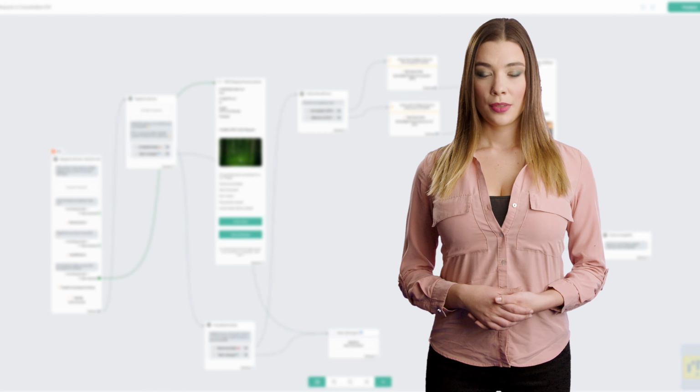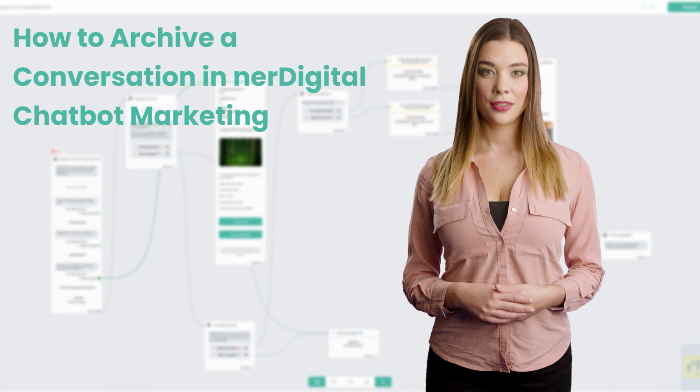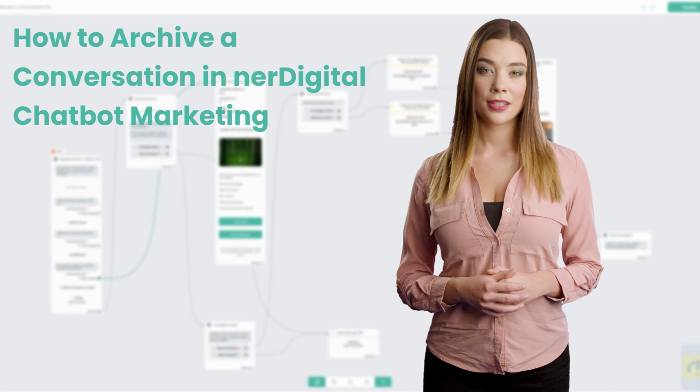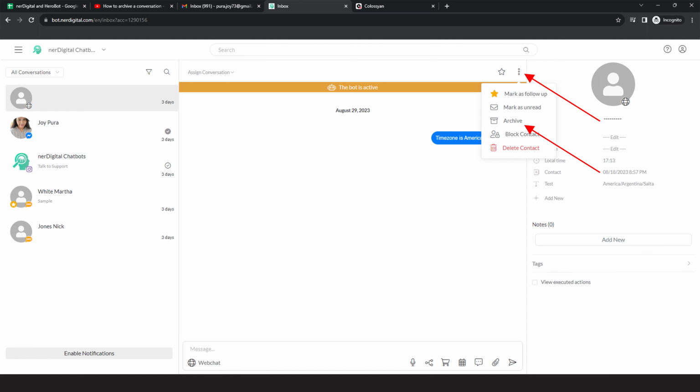In this video, we're going to show you how to archive a conversation in nerDigital Chatbot Marketing. To archive a conversation from the inbox, select the conversation you want to archive. Click on Menu, then select Archive.